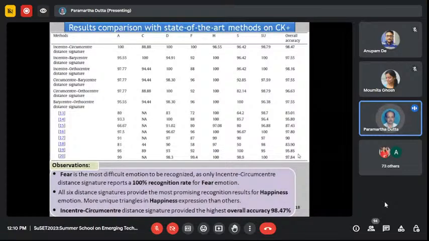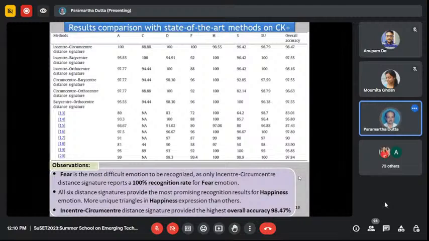If there is any medical interpretation of that, I am not aware of it. But from a computational point of view, it is a very queer observation, but it is revealing. Fear is the most difficult emotion to be recognized, as only the in-center, circumcenter distance signature reports a 100% recognition rate for fear. Otherwise, performance is not that encouraging.